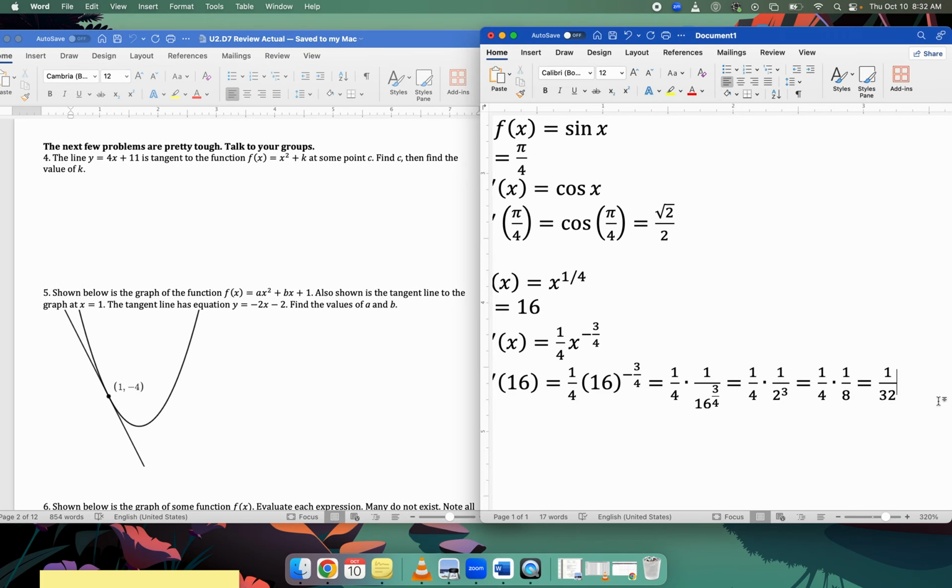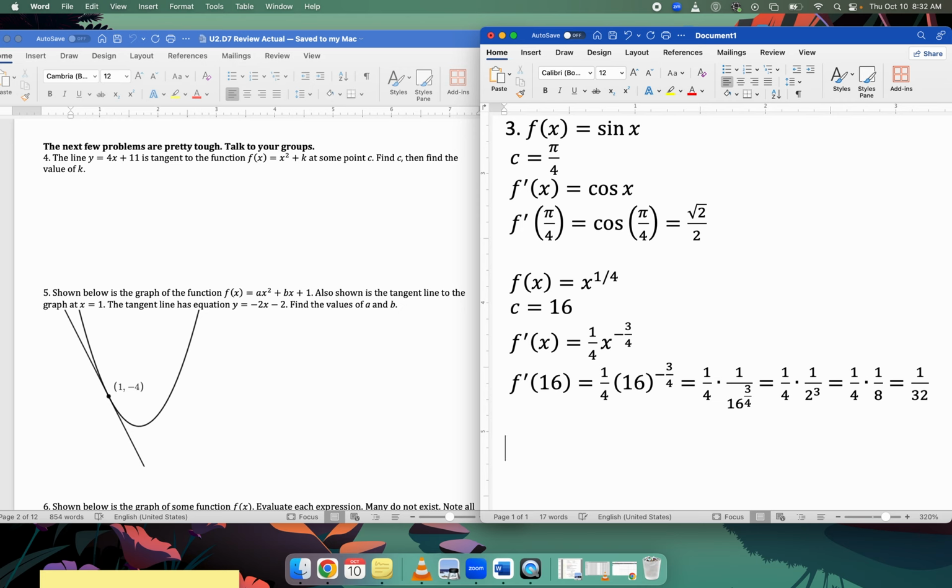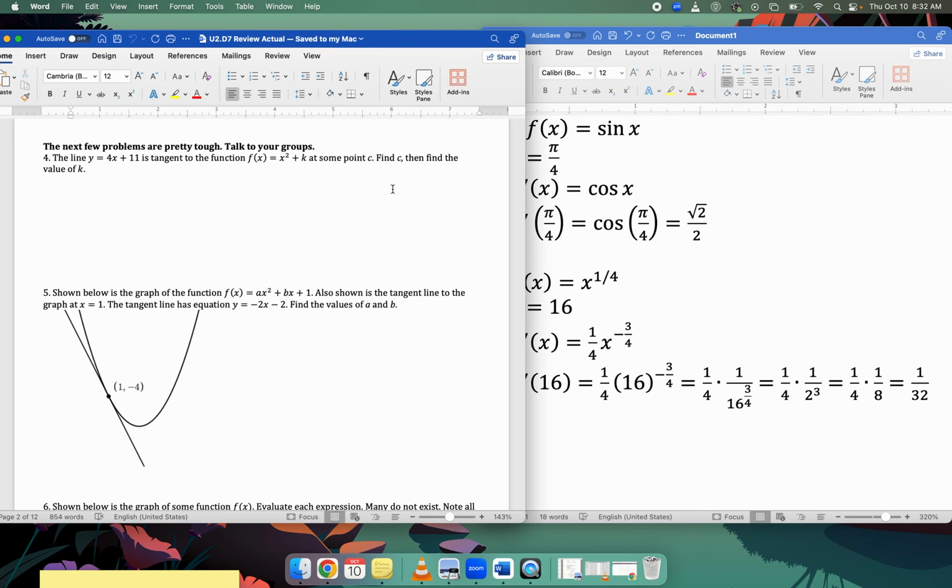These guys are tough. These geometry problems, these are tough, definitely. Number 4, the line y equals 4x plus 11 is tangent to the function f of x equals x squared plus k at some point c. Find c, then find the value of k.